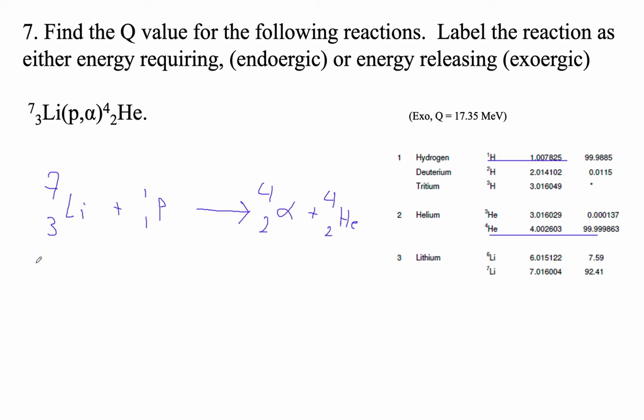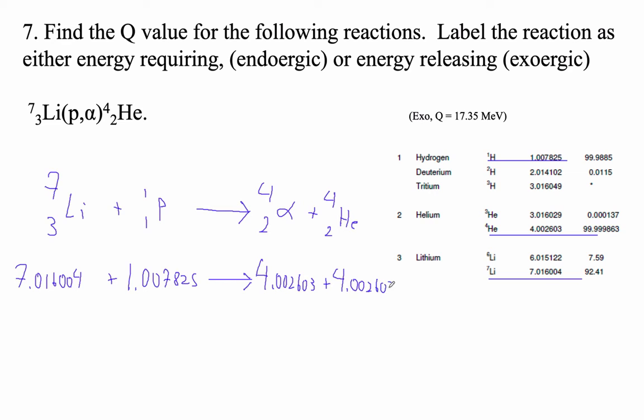So let's look at the total mass here. Lithium-7 is 7.016004 plus, for a proton, we use hydrogen, 1.007825. And then that becomes 4, 2, we're going to just use 2 heliums, so 4.002603 plus helium, we just look up helium. So we're going to look at the mass here.